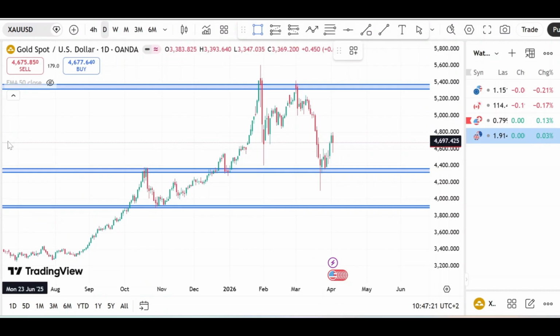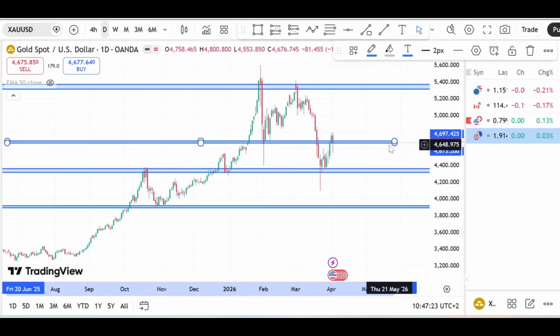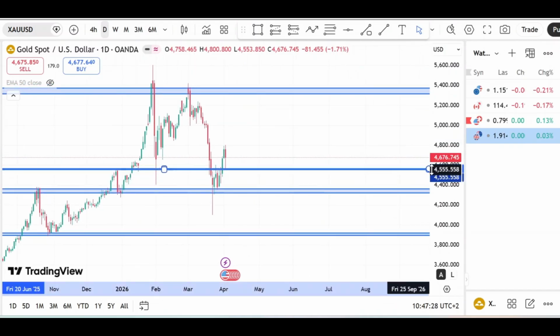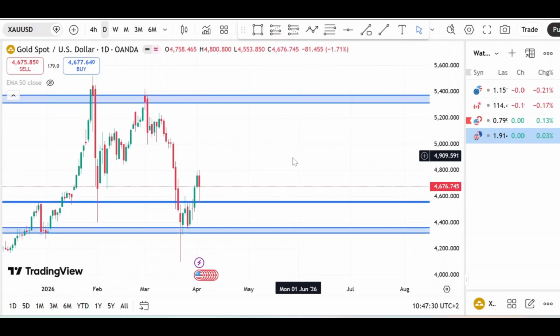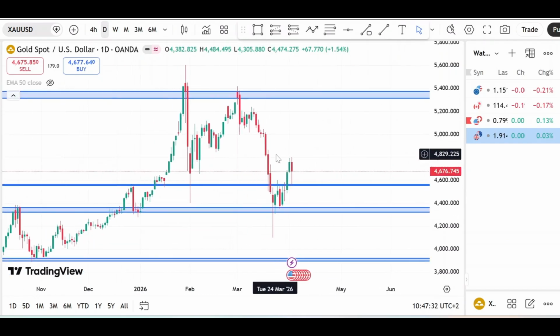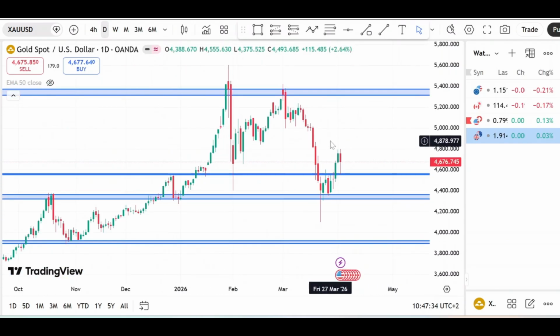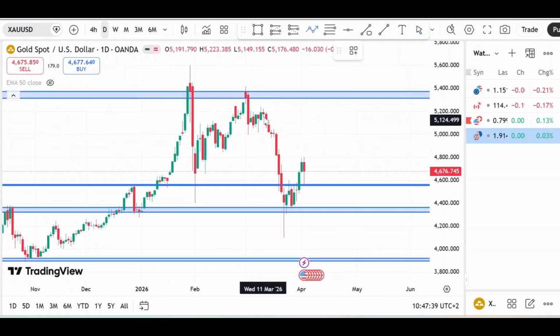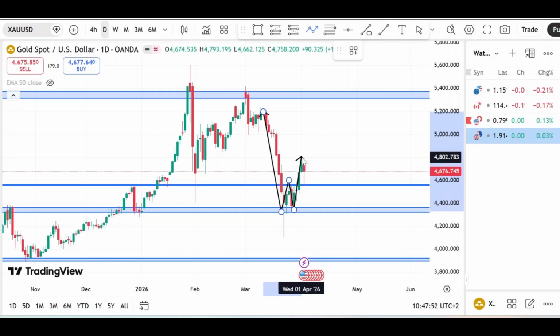Let me adjust these levels. Okay, these levels like this. Okay, cool. So we are seeing that after the test here, this is a lower low, this is a lower high, this is another equal low, then a break of structure upward.